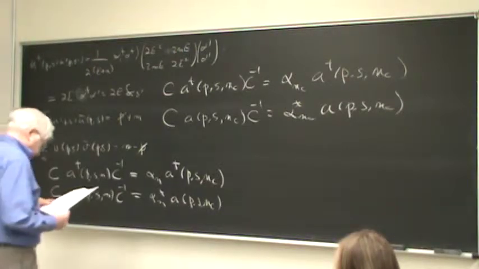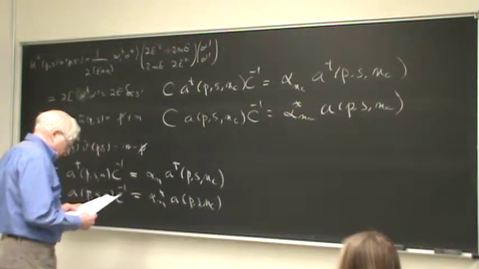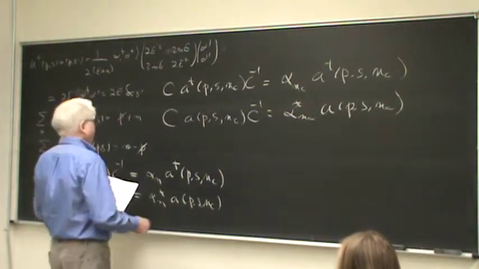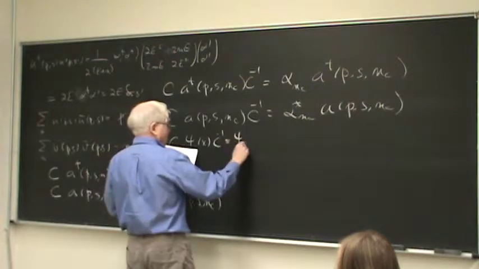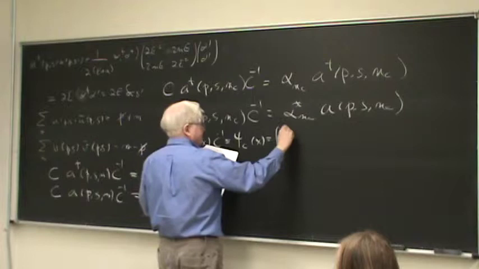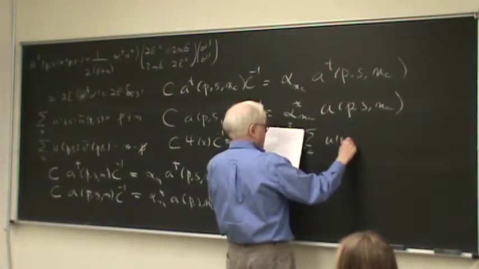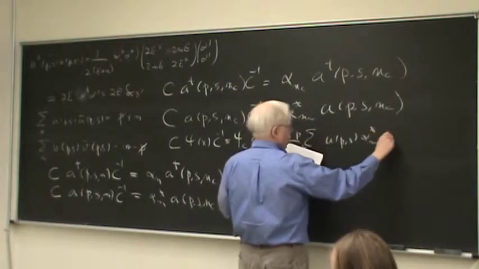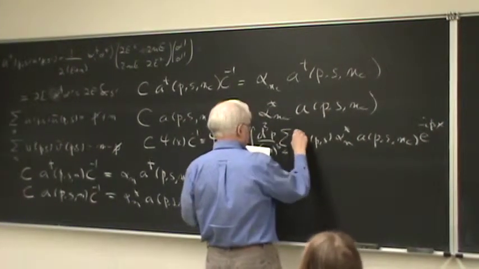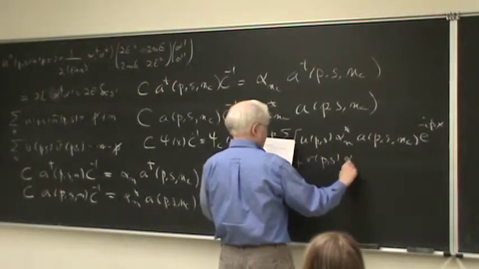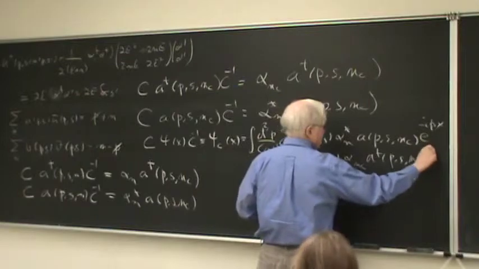So let's see what happens then. In fact, what we will have is C psi of x C inverse, which we'll call psi conjugate of x, will be an integral d^3p over (2 pi)^3, a sum on s, and now it'll be u of p and s, alpha n star, a of p s n conjugate, e to the minus i px, plus v of p and s, alpha nc, a dagger of p s n, e to the i px.